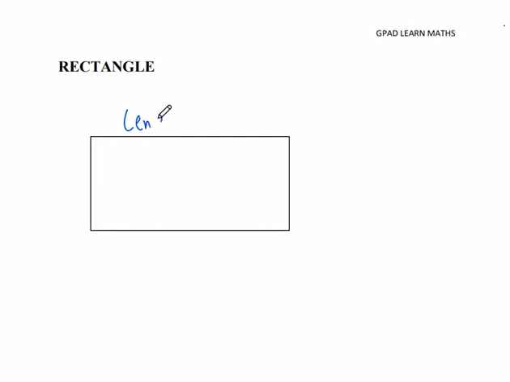We have the length here. Use L to denote this length, and we have the breadth here. So this will also be length, this will also be breadth. So it has four sides, obviously. The opposite sides are equal. Now these are some of the properties of a rectangle. The opposite sides are equal and all the angles are right angles.